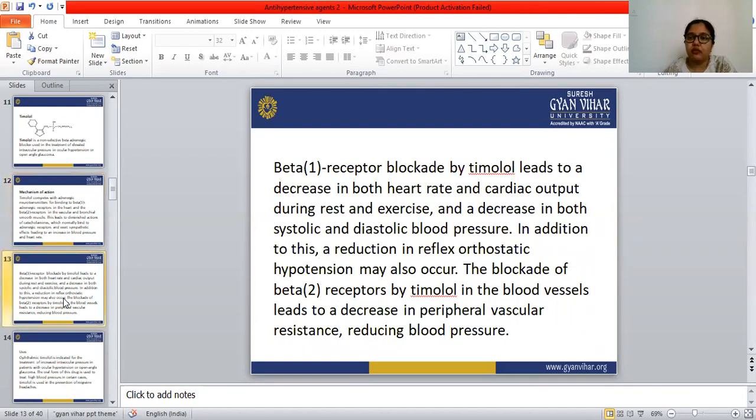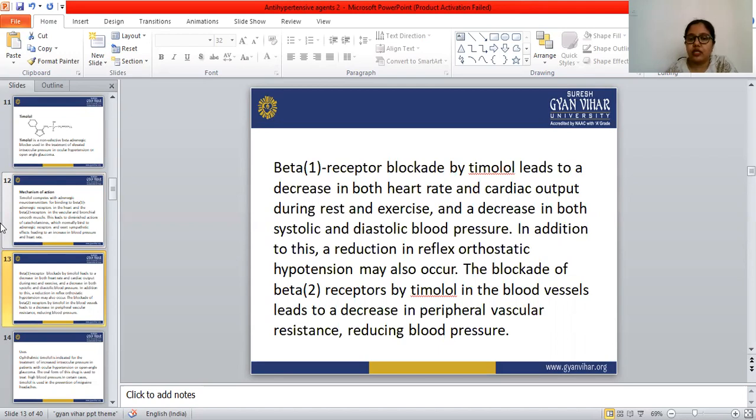Beta 1 receptor blockade by timolol leads to a decrease in both heart rate and cardiac output, and a decrease in both systolic and diastolic blood pressure. In addition, there is a reduction in reflex orthostatic hypotension.